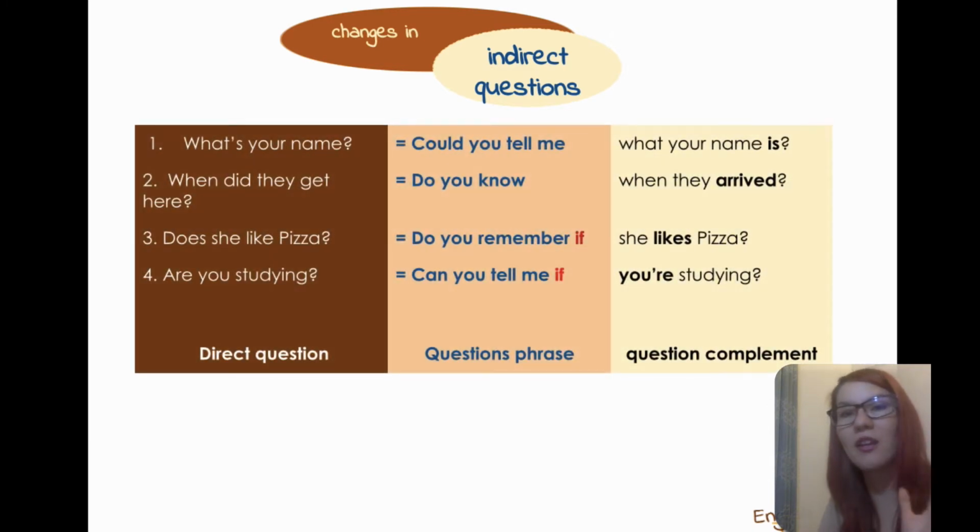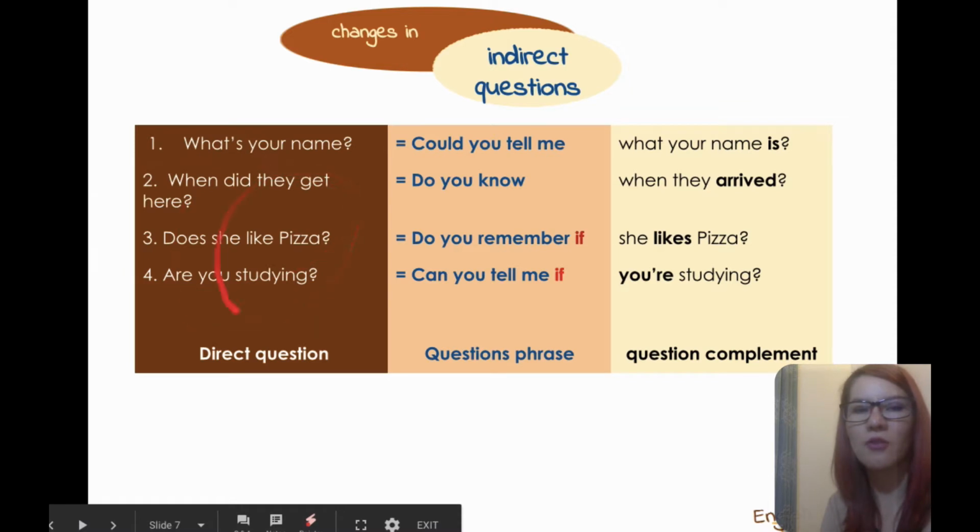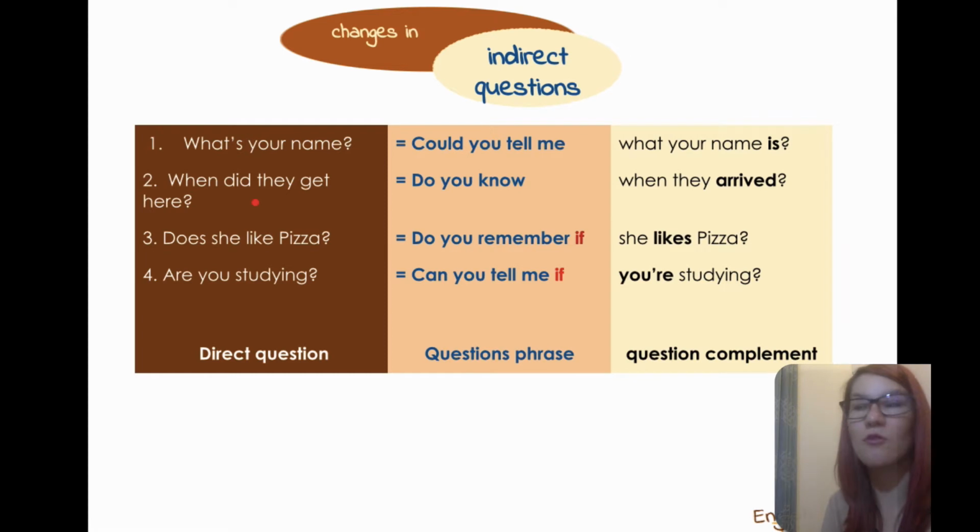For example, if you are writing a text in which you need to insert reported phrases or these kind of structures, you will know how to do it. And for example, in the darker part of the chart, we can see the direct questions. 1 and 2 are information questions, and they're really simple, like what's your name, and then we have a question phrase like could you tell me. That would make it a more polite question.